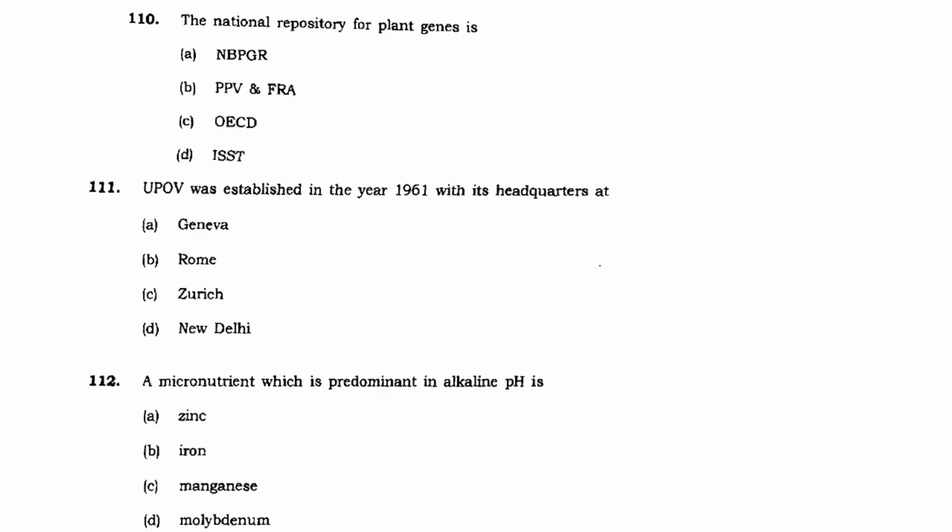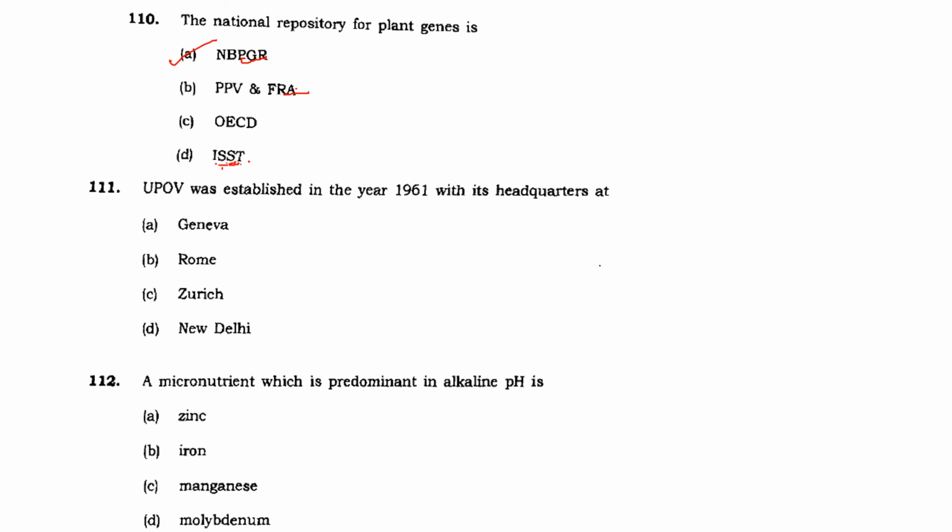Question number 110. The National Repository for Plant Genes is A. National Bureau of Plant Genetic Resources goes with it. PPV and FRA, which is Protection of Plant Varieties and Farmers' Rights Act, is an act, so it can't be a plant genes one. Next is Organisation for Economic Co-operation and Development and Indian Institute of Science and Technology, so it won't be that. It will be National Bureau of Plant Genetic Resources.